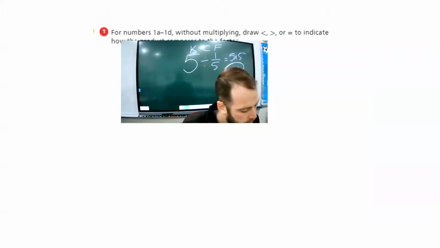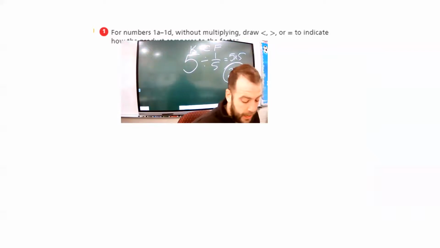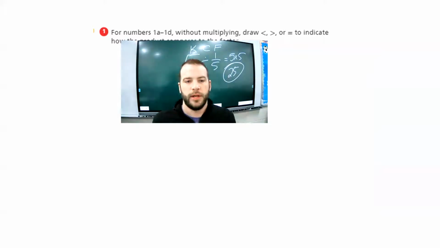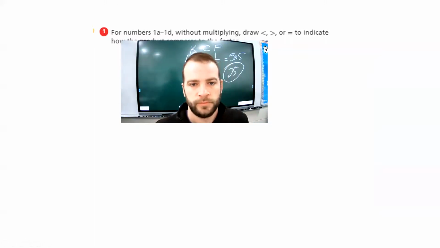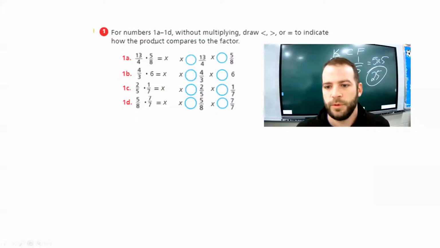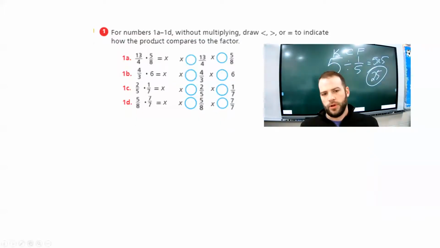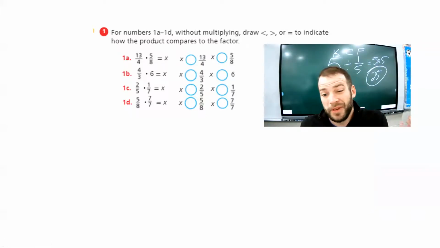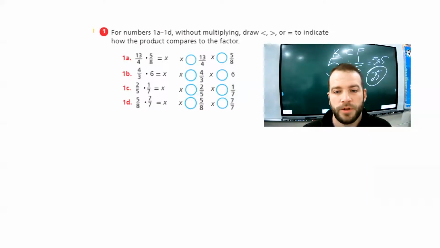All right, open your books to page number 127. And we are already on the review. So this is Unit 3 review. We'll see what we can get through, and then we'll rock some during our live session, and then the rest will be homework. So it says for numbers 1a through 1d, without multiplying.